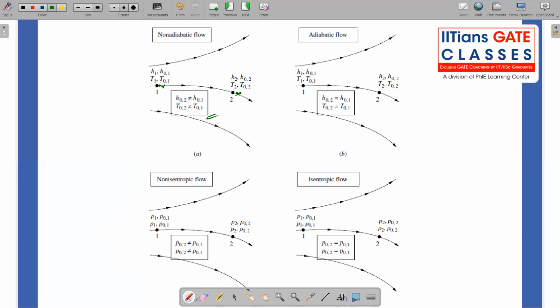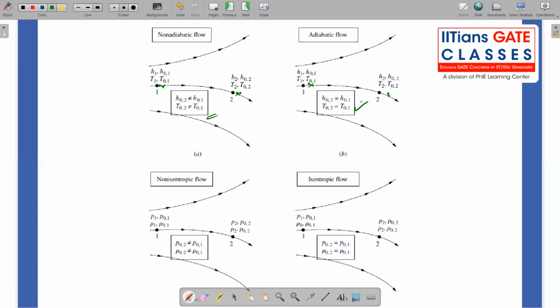If it is not a calorically perfect gas, then we have to compare the stagnation enthalpies rather than the stagnation temperature. If the flow field is said to be adiabatic, then at any 2 points on the streamline, my stagnation temperature or the stagnation enthalpies have to be constant. So they are the same.